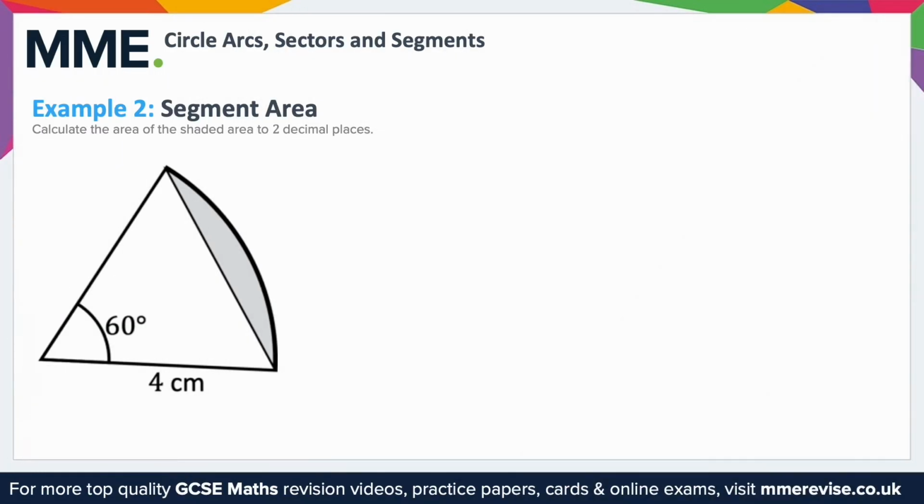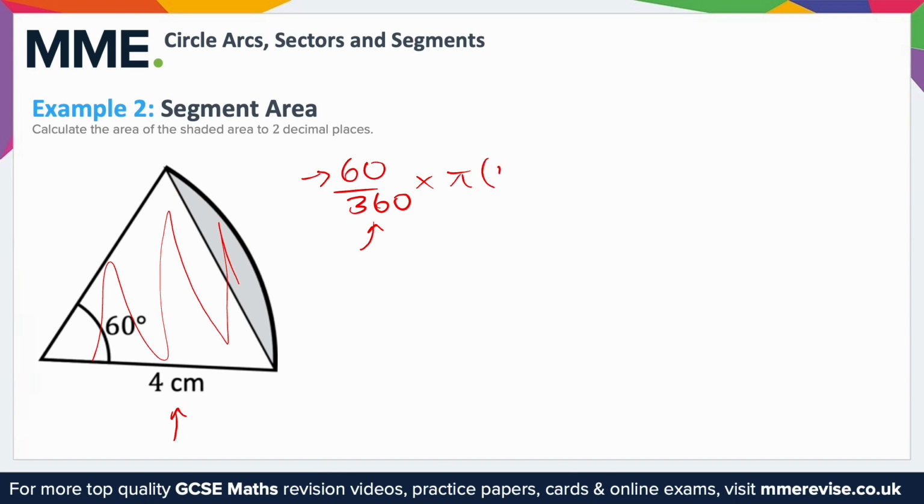Example 2, segment area. Calculate the area of the shaded area to 2 decimal places. So again, this is going to be a segment, which is the end of a sector. So let's work out the area of the whole sector first, the whole area there. So it's going to be a fraction of a circle, specifically 60 over 360 of a circle. That's the total angle in a circle, that's the angle we've got, times by the whole area of the circle, which is pi r squared, but we know r is 4.